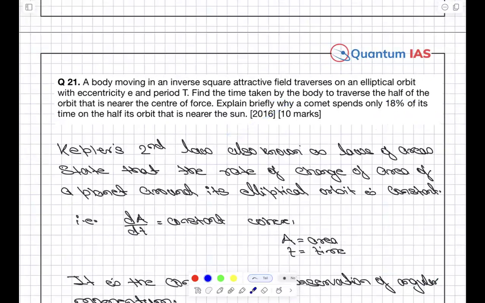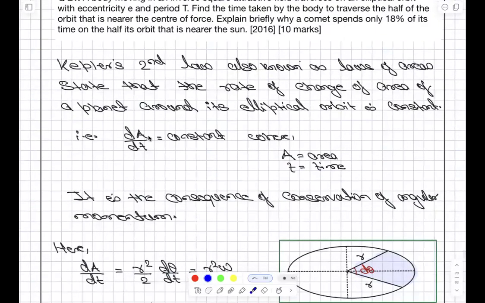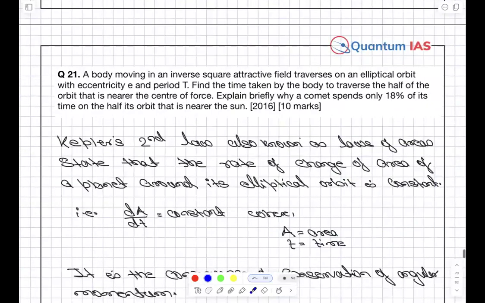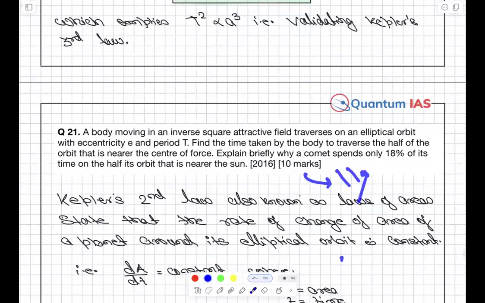What is second law? Also known as law of area. States that rate of change of area of planet around its orbit is constant. That dA by dt is constant. कितना आता है? L square by 2 mu. प्रूफ कर दिया हमने। अरे भाई ये कितने मार्क्स का है? ये 10 मार्क्स का है। इसको मैं कर दूंगा एक पेज में। What I will do? One page I will utilize in making the background.